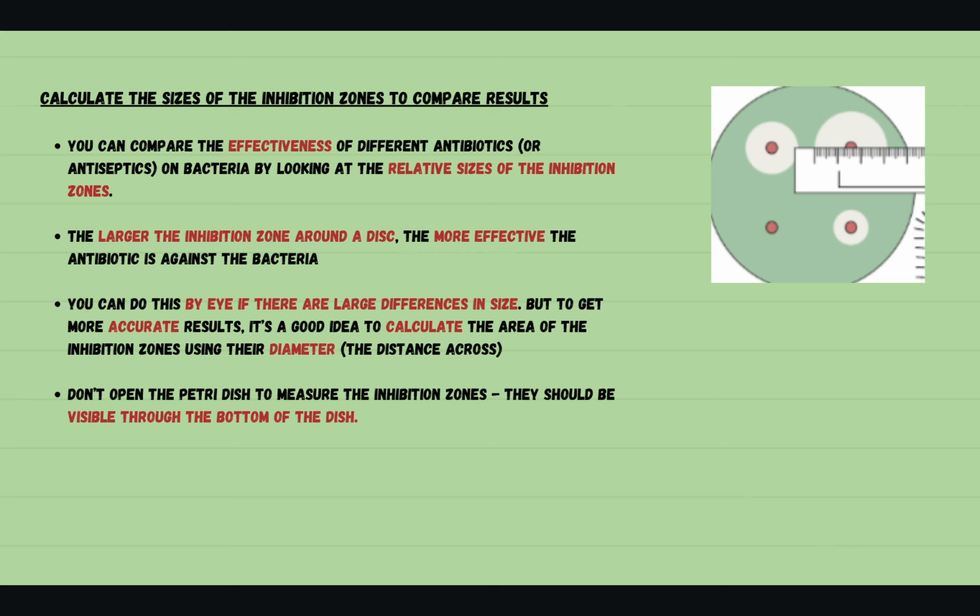You can compare the effectiveness of different antibiotics or antiseptics on bacteria by looking at the relative sizes of the inhibition zones. The larger the inhibition zone around a disc, the more effective the antibiotic is against the bacteria. You can do this by eye if there are large differences in size, but to get more accurate results, it's a good idea to calculate the area of the inhibition zones using the diameter, which is the full distance across. You don't open the petri dish to measure the inhibition zones, as they should be visible through the bottom of the dish.